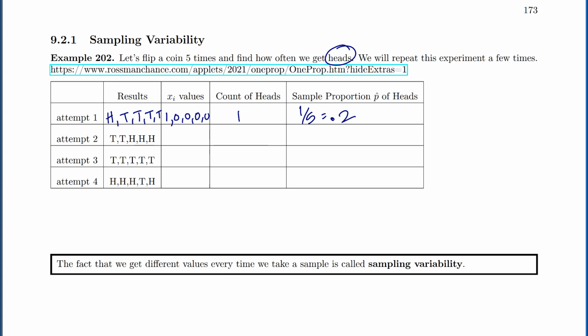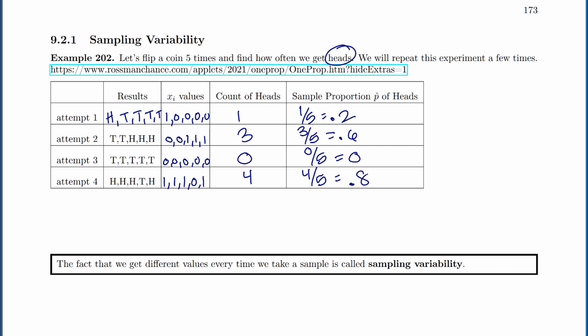So on my second attempt that I recorded here, a tail would be a 0, another tail would be 0, heads would be 1, heads would be 1, heads would be 1. So there were 3 heads, and my sample proportion would be 3 out of 5, so 0.6. The next time I got tail, tail, tail, so that's 0, 0, 0, 0, 0. There are 0 heads, so my sample proportion is 0 out of 5, or 0. And my last attempt was head, head, head, tail, head. So we'd have 1 every time we have a head, 0 for the tails. So that gave me a 4. If you add up all those values, you also get 4, so 4 out of 5, which gives me 0.8.